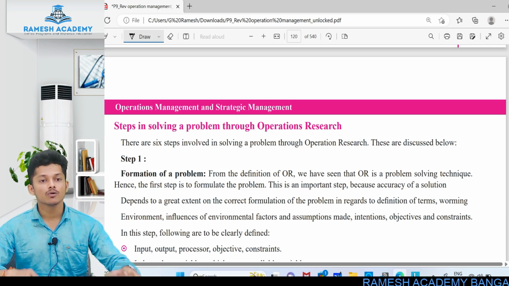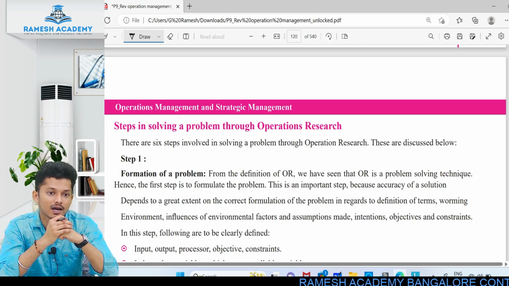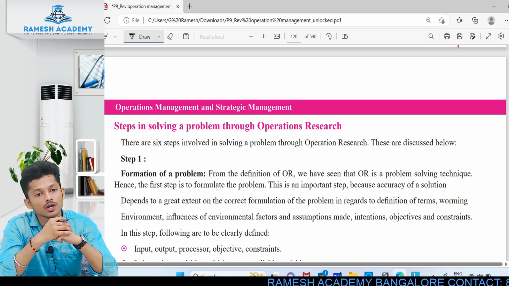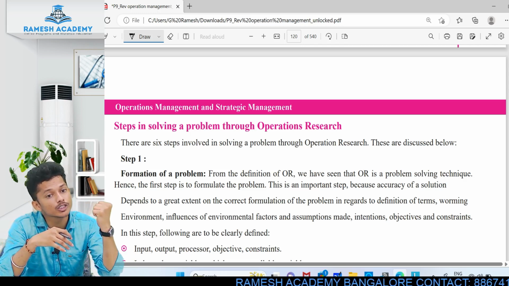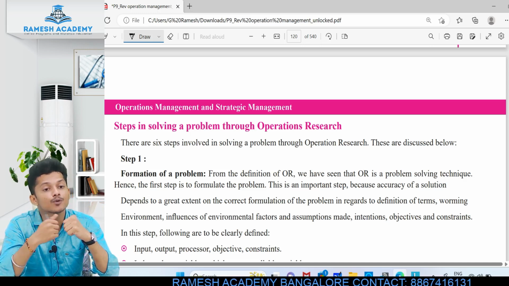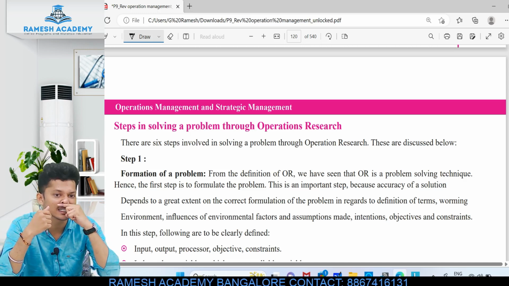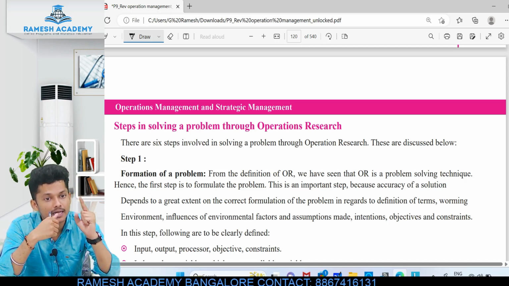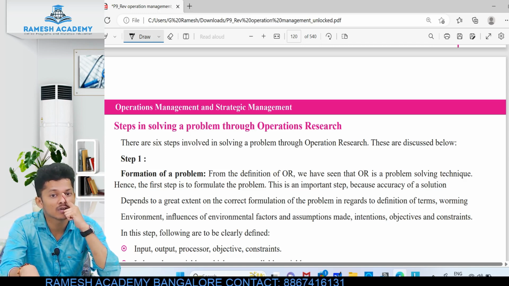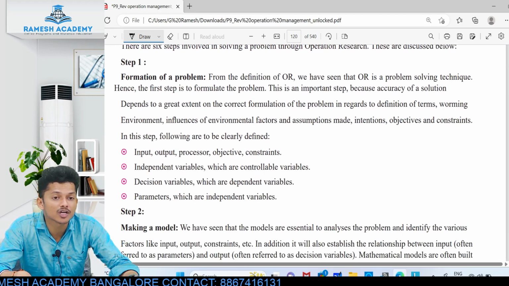Now suppose you have a problem, how are you going to tackle it and find a solution? Okay, you found a solution, but that solution is not optimal. So how do you change the solution again with better improvements? These are all we are learning under steps in solving a problem through operations research. There are mainly 6 steps involved in solving a problem through operations research. These are as follows. First one, formulation of a problem.